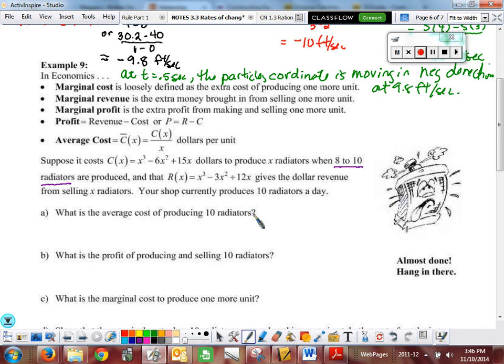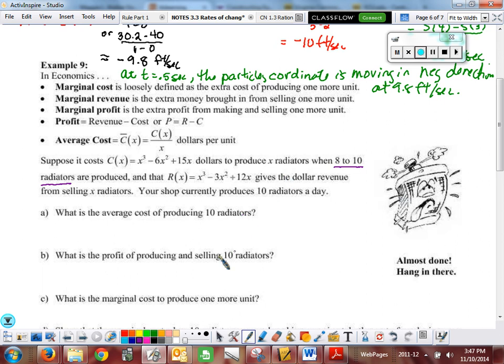So the idea here is that your revenue is dependent upon how much you are actually selling. When you have X radiators to sell, this is how much revenue you can bring in, because that gives an idea of how much price you're going to be able to charge for them. All right, and your shop is currently producing the maximum 10 radiators per day. They're doing the absolute max they can given their supplies, their labor, and their equipment. All right, so we're going to go through and learn some things about our factory and how we're doing.